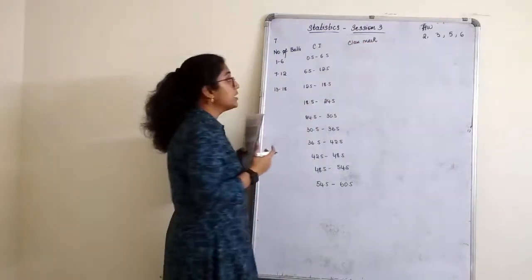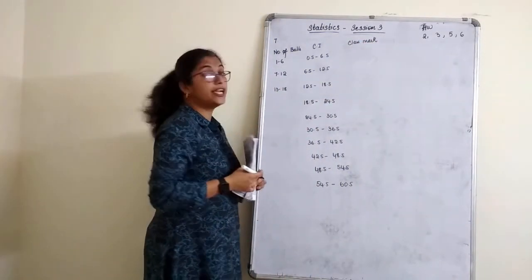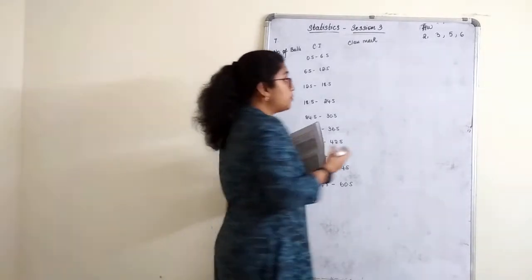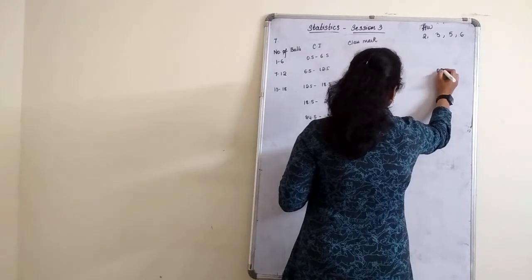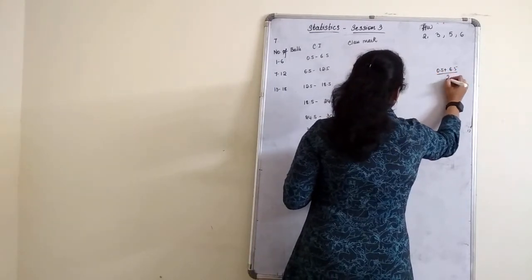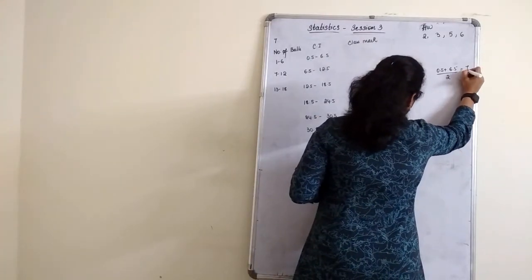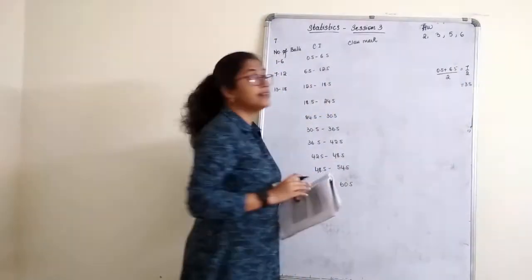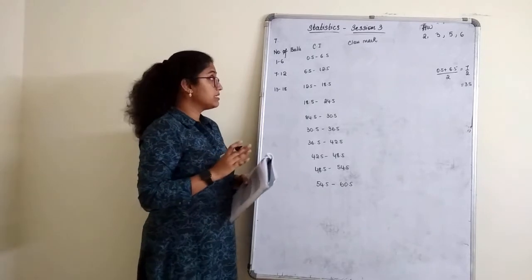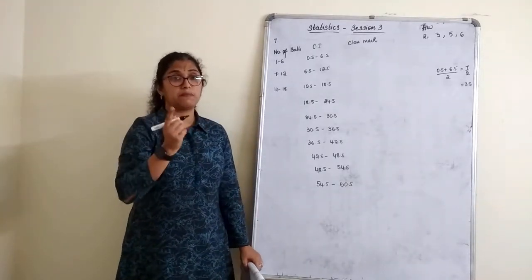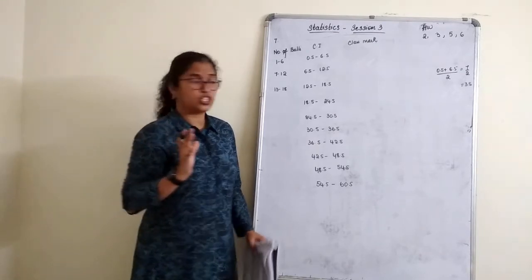What is the class mark? Class mark is the midpoint of the class interval. Now, how do you find the midpoint? Midpoint is found by adding the lower limit plus upper limit divided by 2. 6.5 plus 0.5 is how much? 7 divided by 2. Midpoint of the class interval is 3.5. Remember this. Class mark is nothing but the midpoint of the class interval. It is found by adding lower limit plus upper limit divided by 2. Finding the average, that's all.